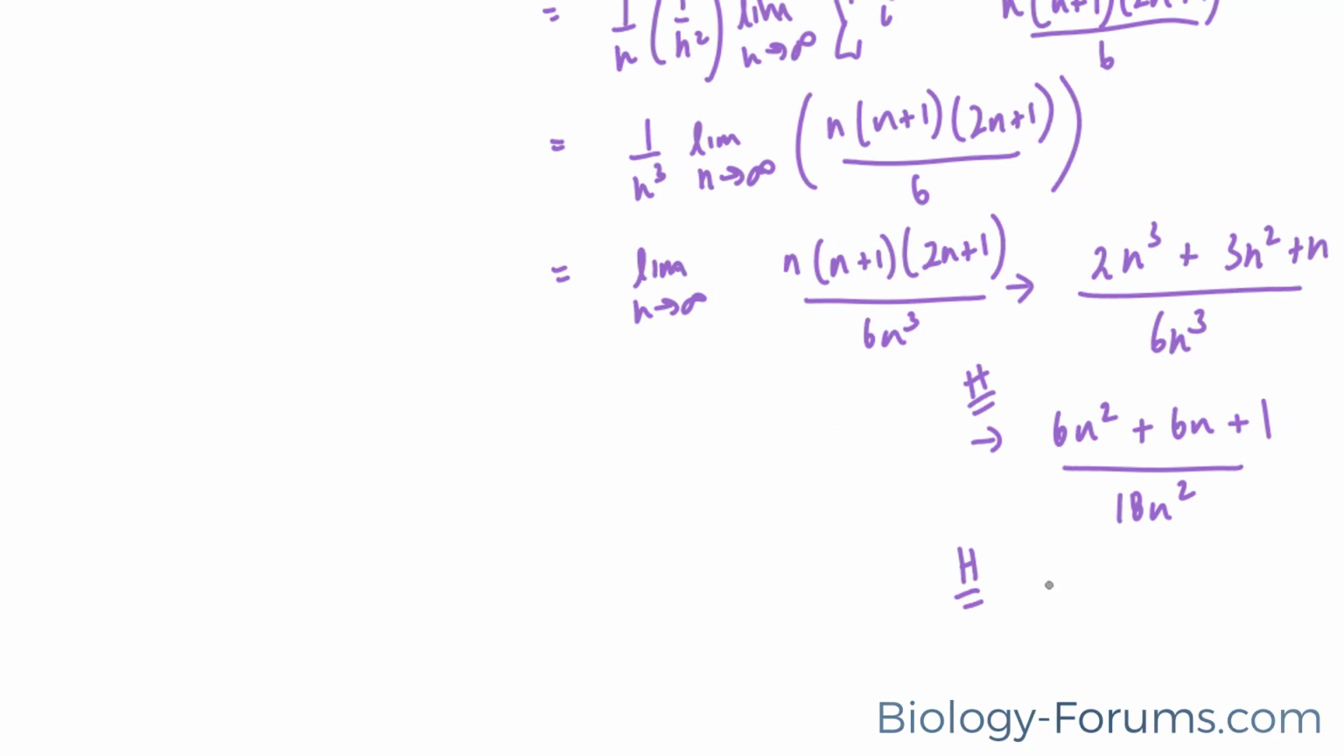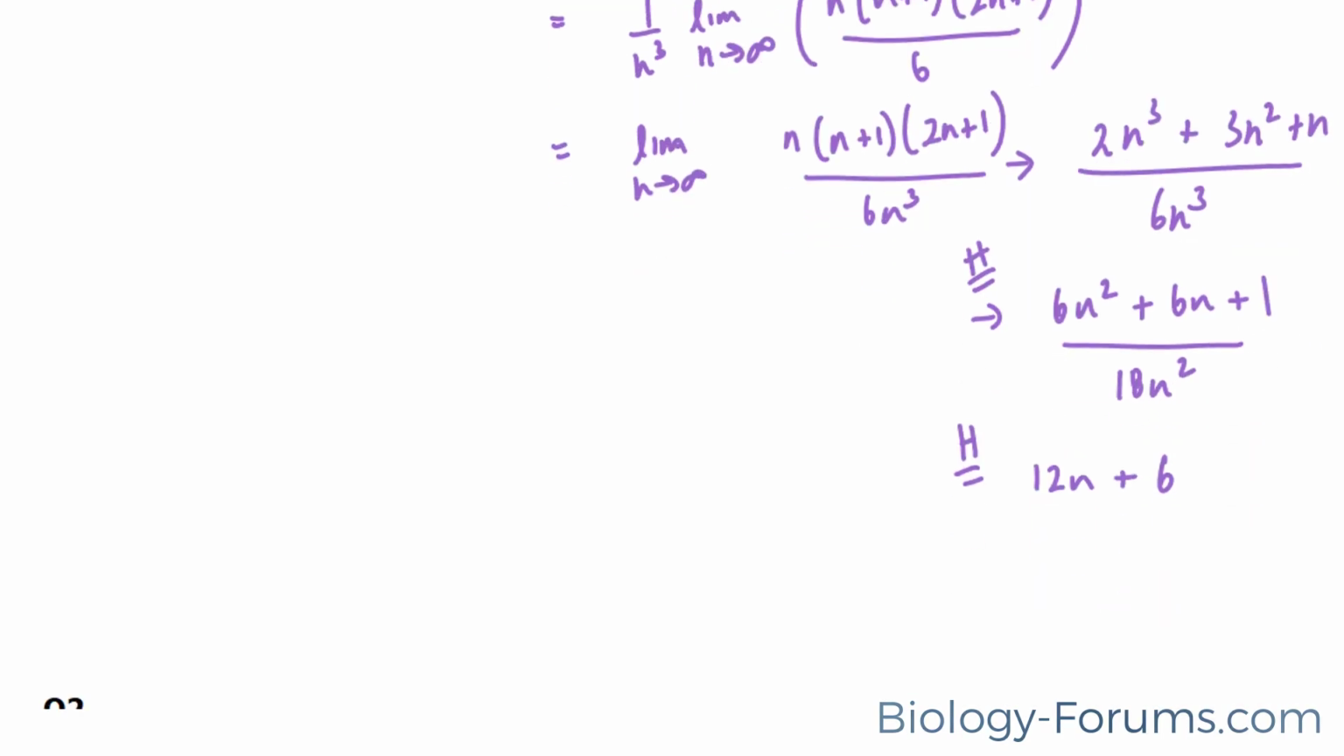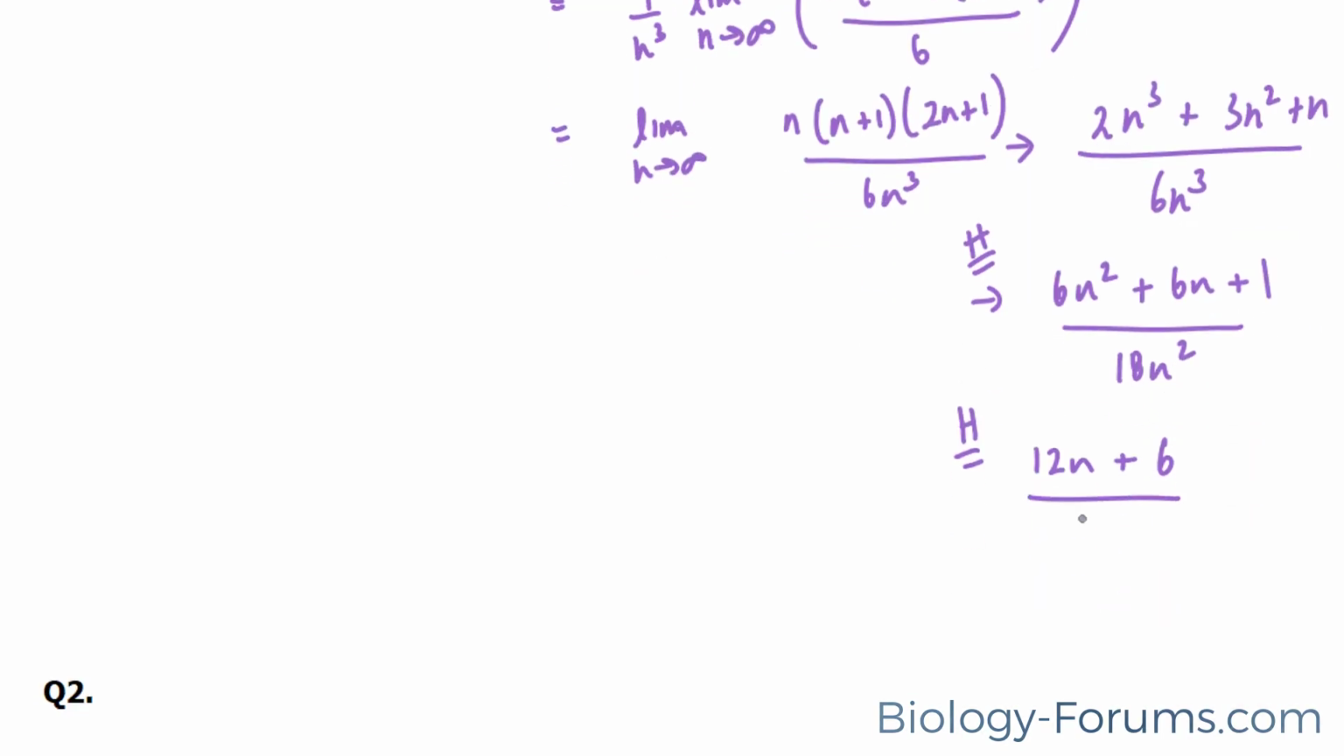And I end up with 12n plus 6, power rule, over 36n. Once again, I'll use L'Hopital's rule to see where I end up, and I end up with 12 over 36, which is equal to 1 over 3. And so therefore, the limit as n approaches infinity is equal to a third.